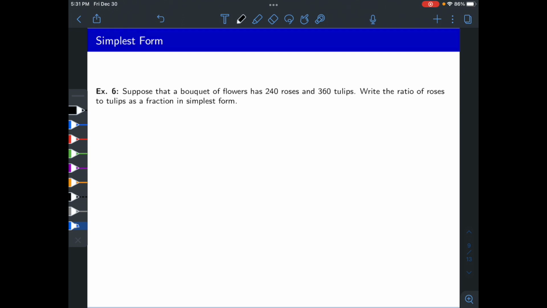All right, let's suppose that a bouquet of flowers has 240 roses and 360 tulips. Massive bouquet, whatever. Write the ratio of roses to tulips as a fraction in simplest form. So roses to tulips would be 240 roses per 360 tulips. There's not too much to be done other than, this is a fraction. We want to reduce this fraction to simplest terms as much as we can. So reducing this, you can cancel out a 10 from both of those, and you get 24 over 36 roses over tulips.